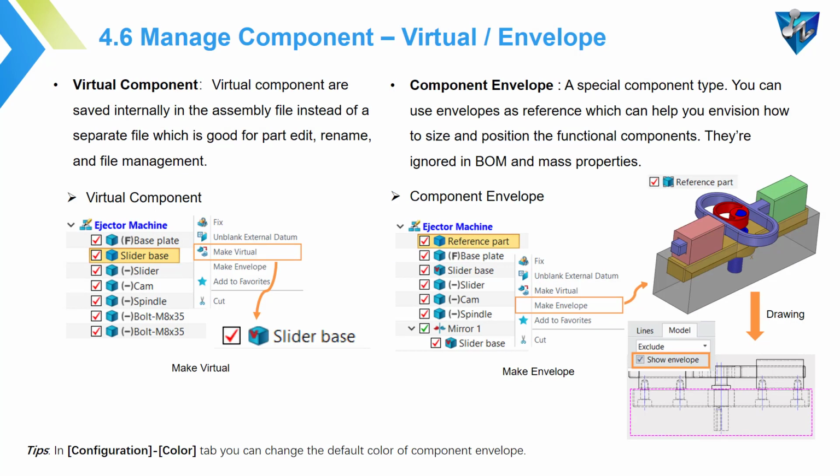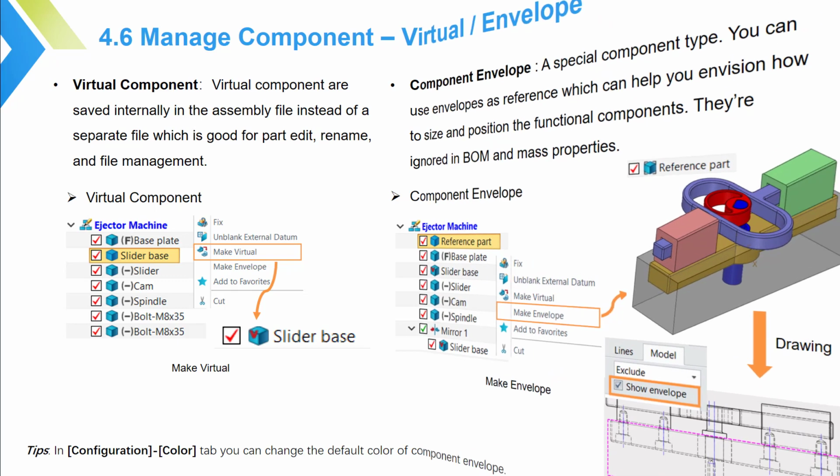And next, I'd like to introduce how to make a component virtual or envelope. A virtual component is saved internally in the assembly file, with no independent file. It's more convenient to edit, rename, and for file management. A component envelope is a special component. You can use an envelope as a reference, which can help you envision how to size and position the functional components. They are ignored in the BOM and mass properties. Okay, now let's move over to ZW3D to show you more details.